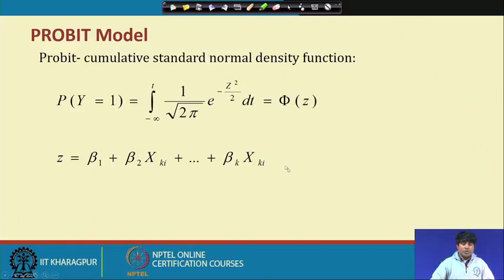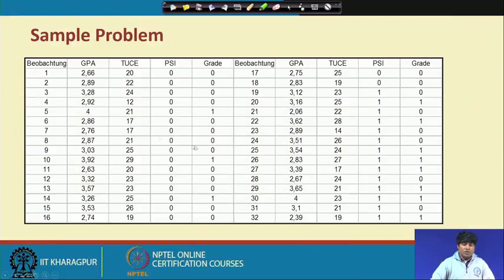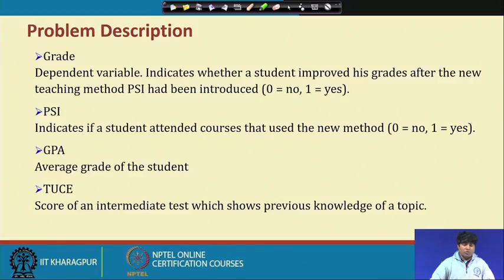We can connect the probit model with a standard example. Here the spreadsheet shows grade change happening with respect to three different indicators. So the problem structure will be like this.